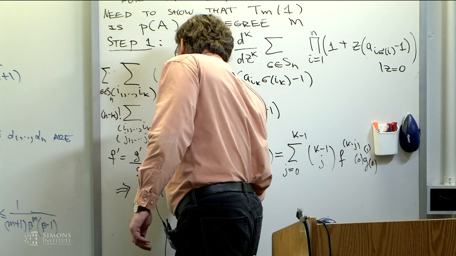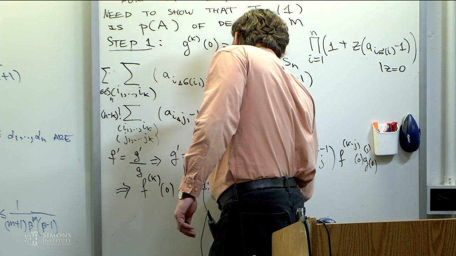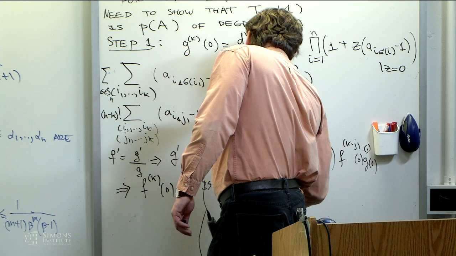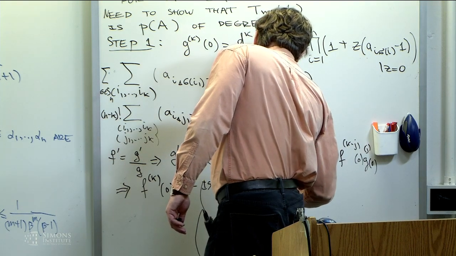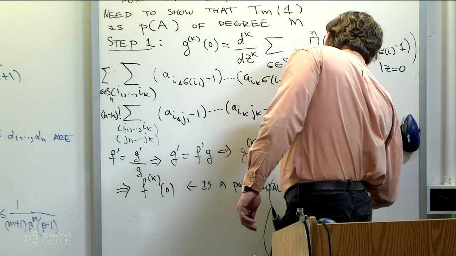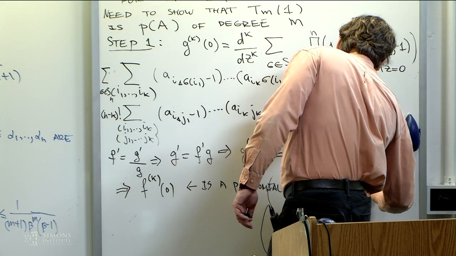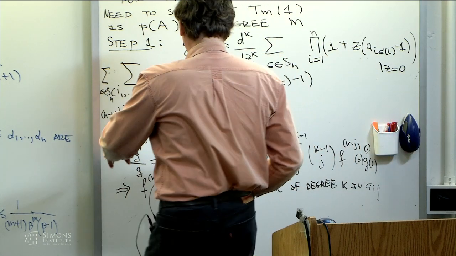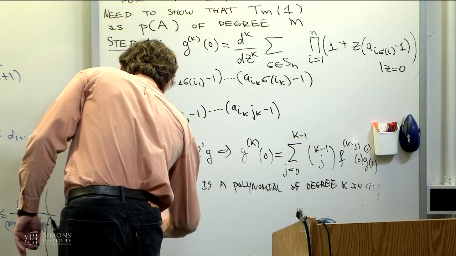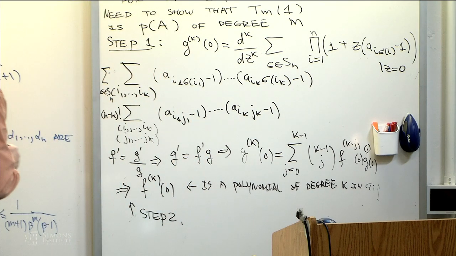So from that, in step two, it follows that the logarithmic derivatives are also a polynomial of degree k in a_ij. So that will be step two. And that concludes the proof. So, right, that's the connection.